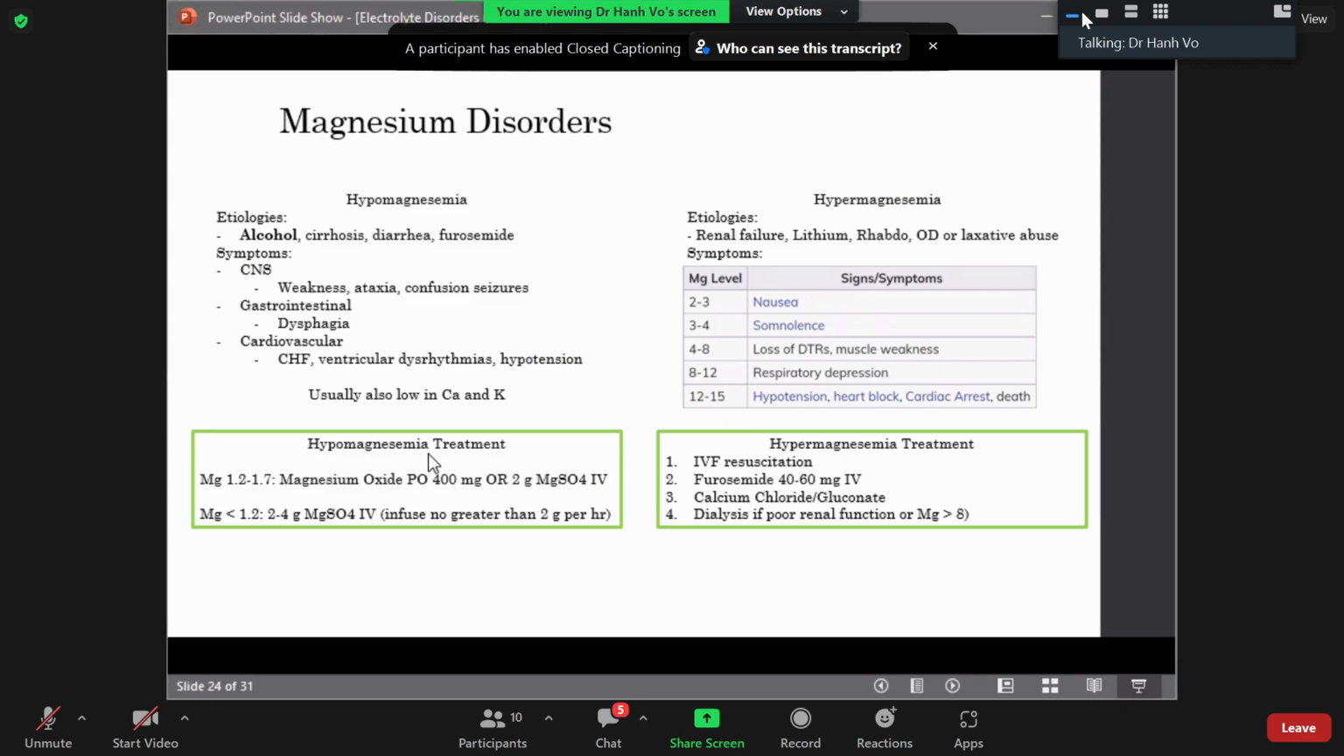For hypomagnesemia treatment, we will give magnesium sulfate. For hypermagnesemia treatment, IV fluid resuscitation is needed, and we can administer furosemide, calcium chloride, or calcium gluconate. And if the patient has a severe syndrome like hypotension, heart block, or cardiac arrest, maybe we need dialysis.